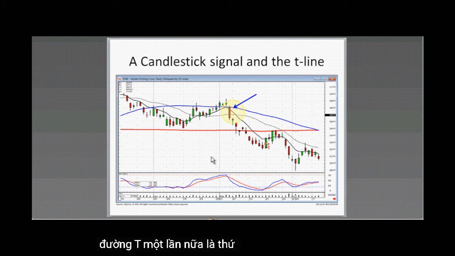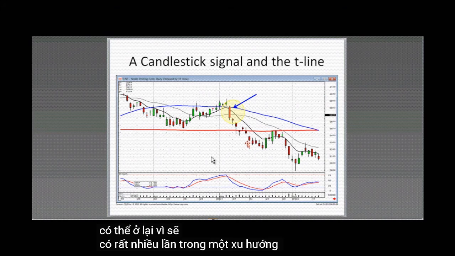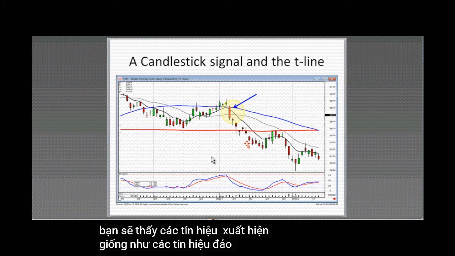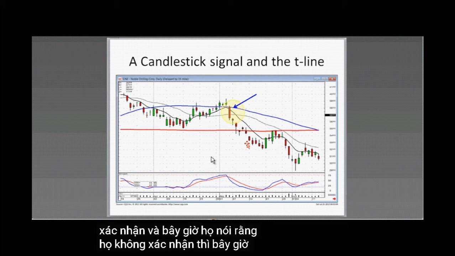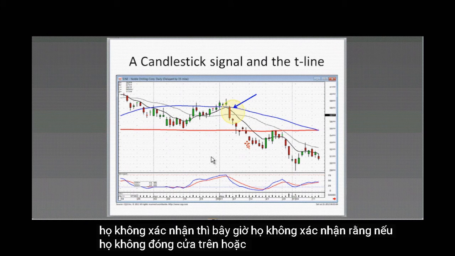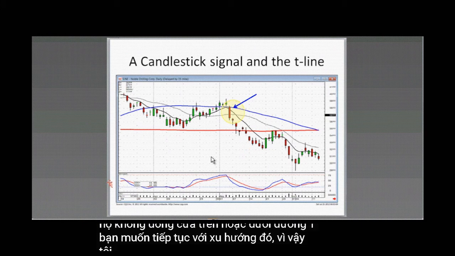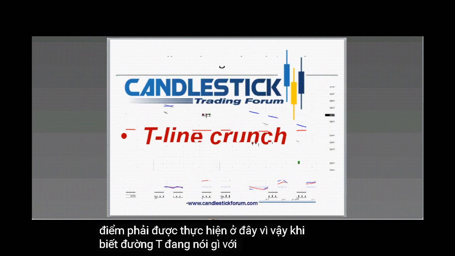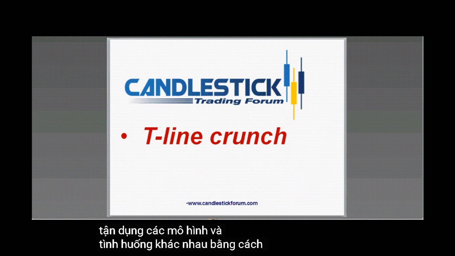The T-line, again, is something that you can stay with because there's going to be a lot of times in a trend where you're going to see signals that appear like reversal signals, but they don't confirm. If they don't close above or below the T-line, you want to stay with that trend. So, let's see, there's going to be lots of points to be made in here. Knowing what the T-line is telling us, we can take advantage of different patterns and situations using the T-line.